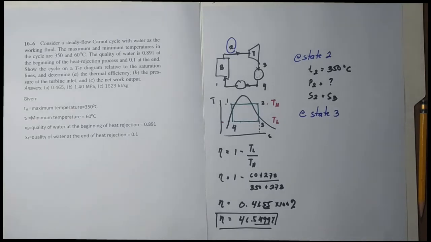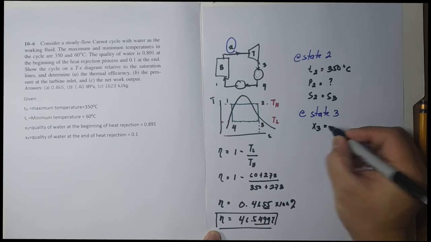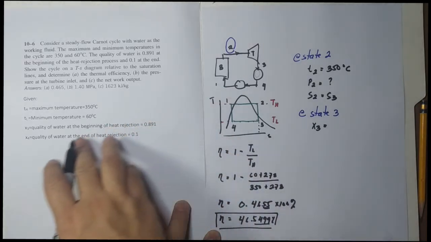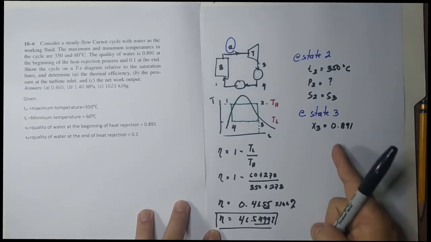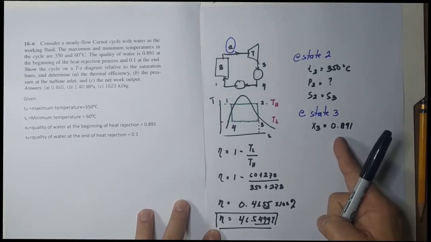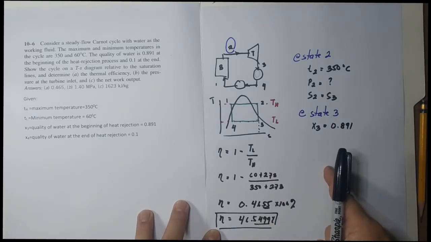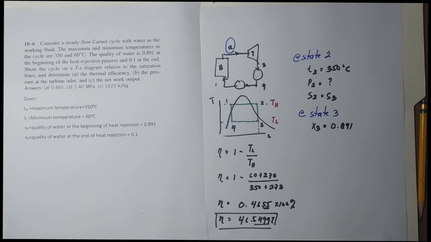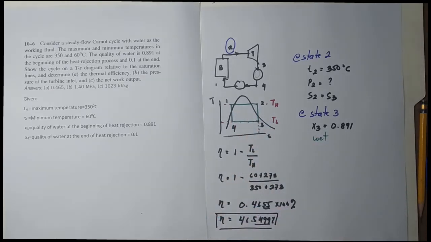What do we have at state 3? At state 3 you have X3, and X3 is 0.891. This means that when you have a quality between 0 and 1, 0 meaning saturated liquid, 1 meaning saturated vapor, in between that you have what you call a wet mixture. So it is here, in the wet region.